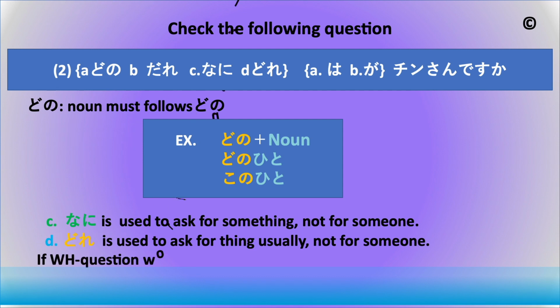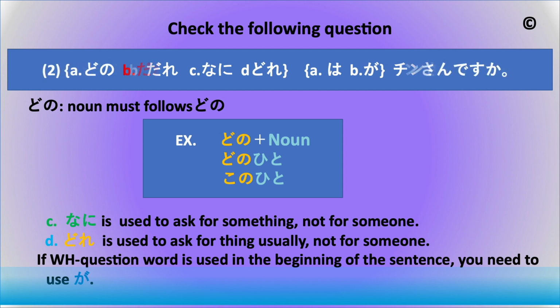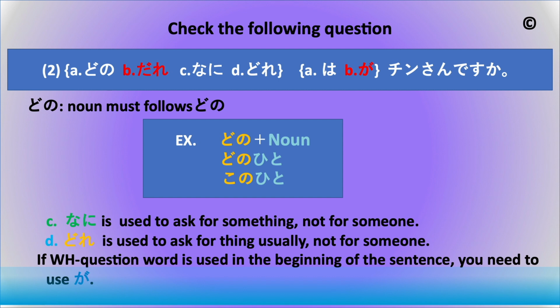Next bracket, は or が, which one is correct? So many students ask me. So do not be confused. This is simple. When a WH question word comes at the beginning of the sentence, が must follow. Please do not confuse は and が.